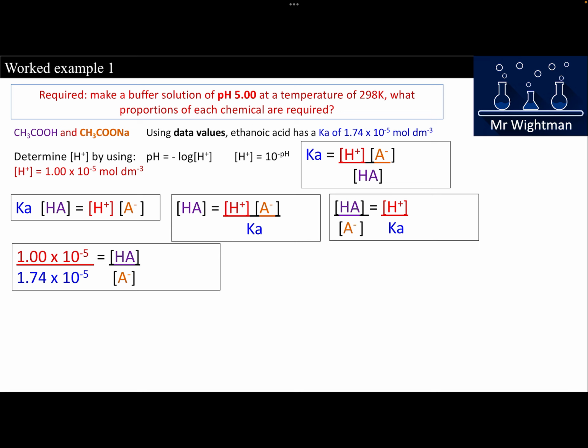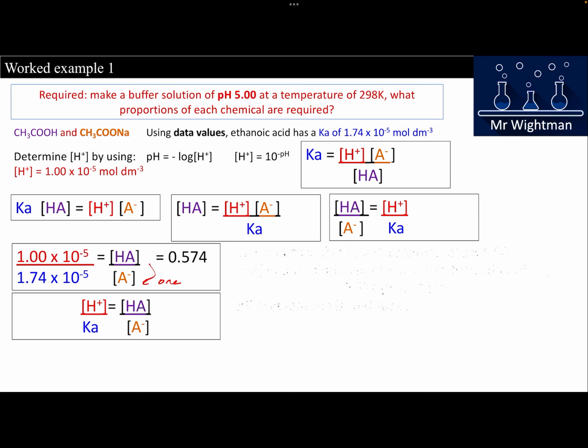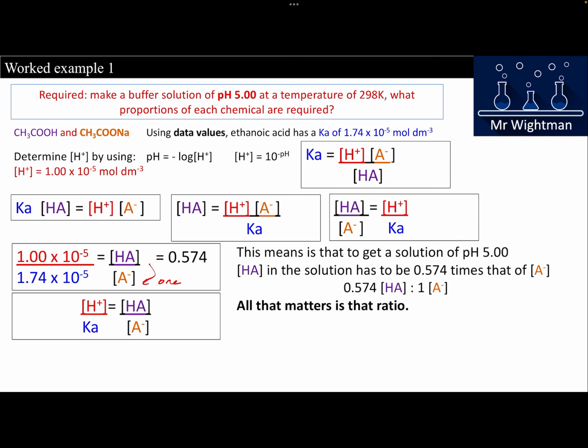At this point, you need to understand what the maths is trying to say. So 1 times 10 to the minus 5 divided by 1.74 times 10 to the minus 5, which is H plus over Ka, is going to tell you how much weak acid HA you need per 1 of A minus. So if you do that, we get 0.574. So that means for every 1 of A minus, we need about half the amount of HA, and all that matters is this context. So in order to get a pH of 5, the weak acid has to be 0.574 times that of A minus, which basically means almost half of that for A minus.